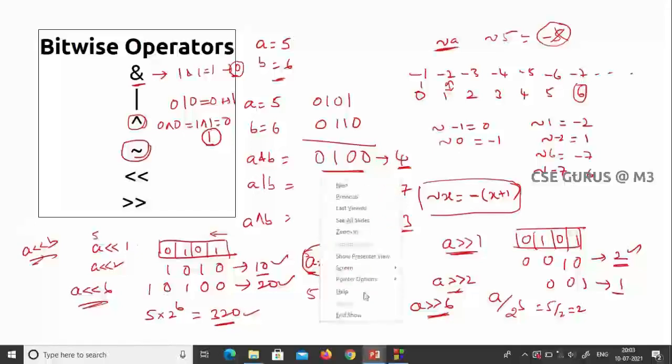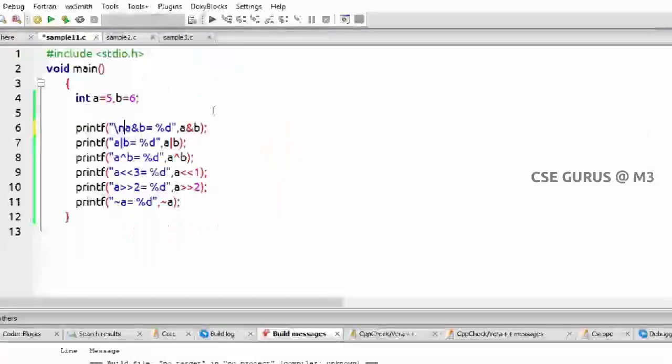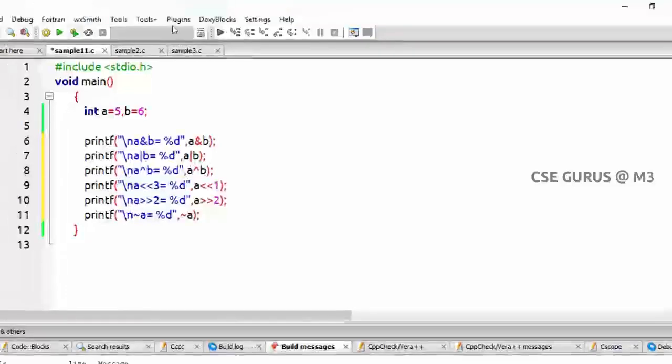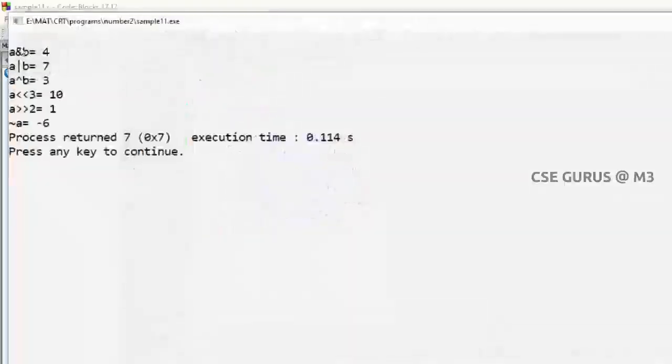I will show you with execution. See here, you can observe a equals 5, b equals 6. You can see a and b we have done, we got some answers, a or b, a XOR b, like this. We'll see whether our answers are correct or not. Now we'll see this output. Yes, a and b, 5 and 6, which is 4, we got it right. Same thing, 100 we got, which is 4. A or b, which is 7, 111 we got. A XOR b, you can see here.